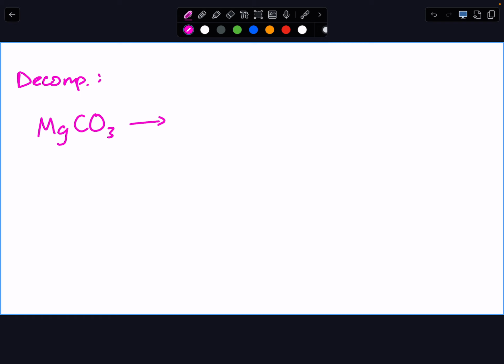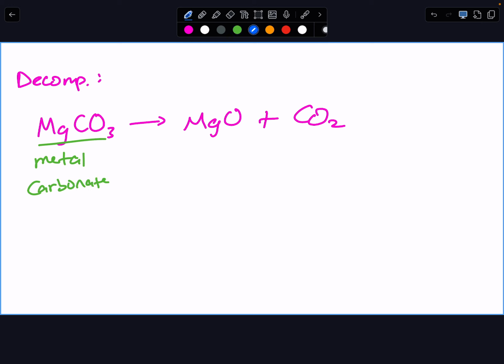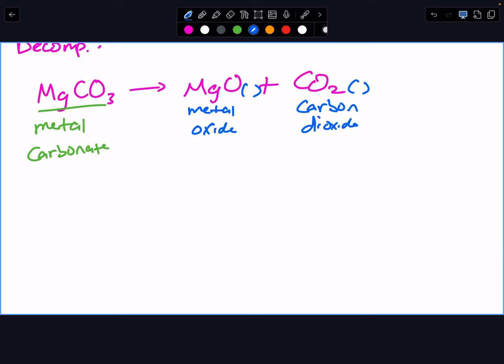Okay. MgO. CO2. Nice. Good. Okay. What kind of compound is this? This is a metal carbonate. If you remember from your notes, metal carbonates decompose into metal oxide and carbon dioxide. That's just something you have to memorize. Cross the charges to get this. CO2 is CO2, right? That's it. And then, of course, you put your states of matter and balance it, but we'll skip that for now because I feel like you guys are fine with that. Okay?